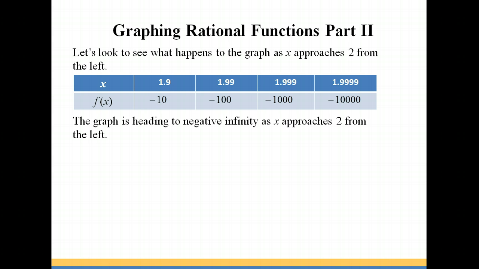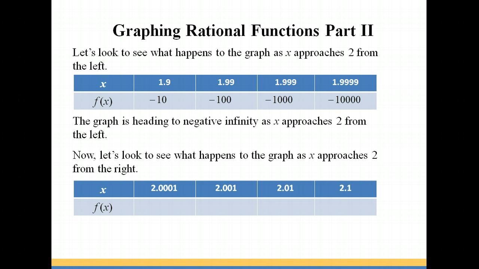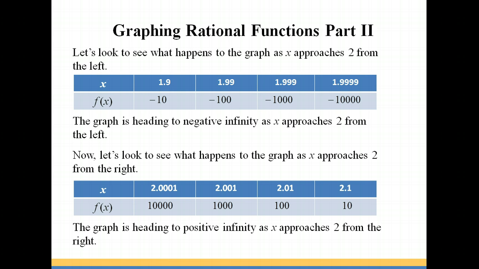These numbers seem to be approaching negative infinity, so we can say that the graph is heading to negative infinity as x approaches 2 from the left. Notice this is different from what we just saw, because previously we were heading toward a specific number. Here we're just getting larger and larger. Let's see what happens as x approaches 2 from the right side. At 2.1 we have 10, at 2.01 we have 100, then 1,000, and 10,000. These numbers are approaching positive infinity, so as x approaches 2 from the right, the graph is heading to positive infinity.